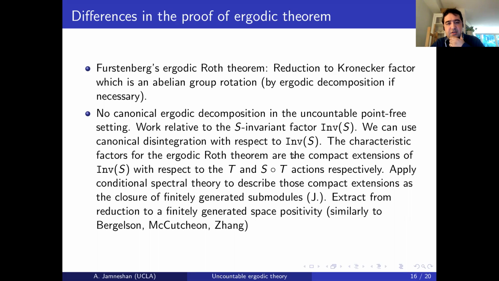And the characteristic factors for the convergence for the Ross type convergence theorem are the compact extensions of this invariant factor, both for T and the action composed with T. And at this point, we need to apply, similarly to that above, a conditional spectral theory. So conditional spectral theory means that we have to work relative to that space, so over the fibers of that space, we need to do some spectral analysis.